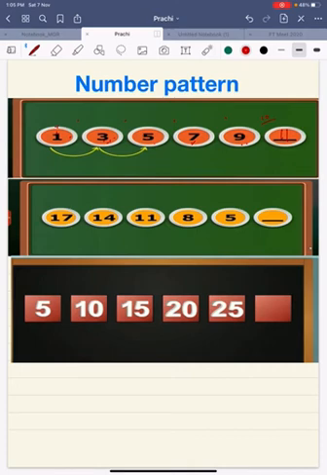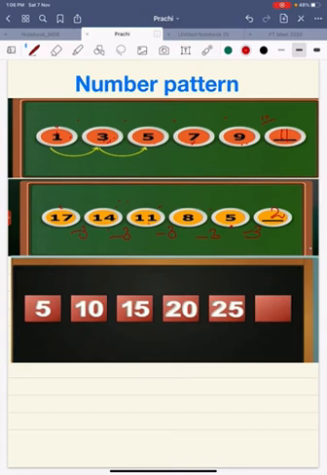Now next question. 17, 14, 11, 8 and 5. So look here. 17, after 17, 16 and 15 are missing, 14 is written. Then 13 and 12 are missing, 11 is written. So here the gap is -3. We are subtracting 3, 3, 3. So in the last number also, if we subtract 3 from 5, we get the answer 2.